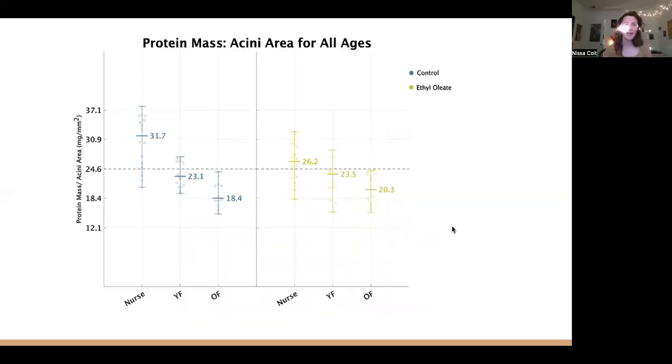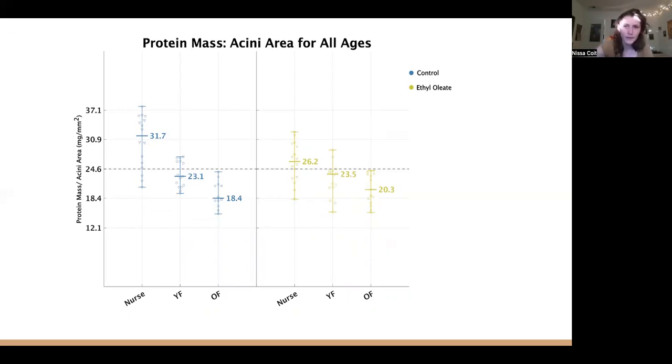So then I did a similar thing. The protein mass to acini area ratio is trying to capture that nurse bee or winter bee physiology of having large acini but small protein. So you would expect a winter bee to have a lower protein to acini area ratio. So the lower it is, the more winter bee it is.